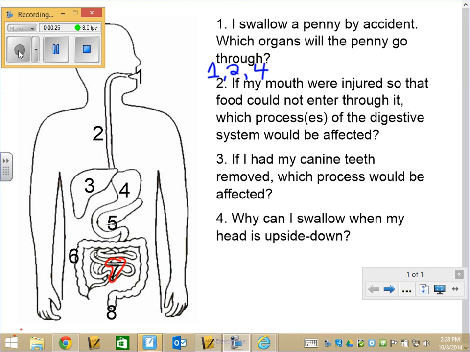Number 3 is your liver. Food does not go in there. I'm also skipping number 5, which is my pancreas. And if I was going in order, number 7 comes next, because that's the small intestine. Then number 6, then number 8.